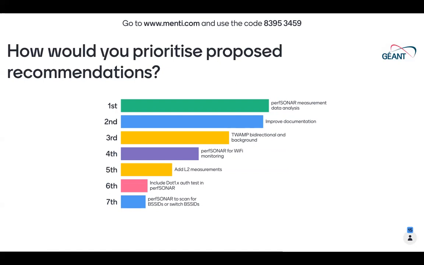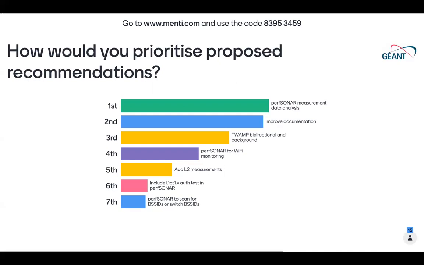Let's say. So the list seems to be stabilizing to around two winners. The first one would be more data analysis of perfSONAR measurements, and improvement to the documentation. So that's about the same feedback we got from the workshop last week, with, I think, the improvement to the documentation being the first one in the workshop last week.